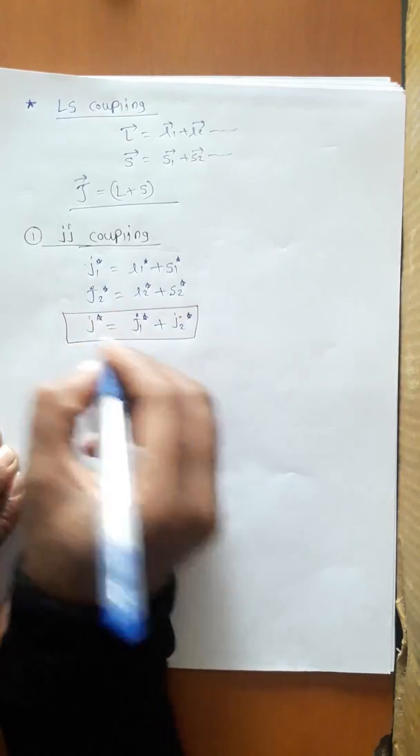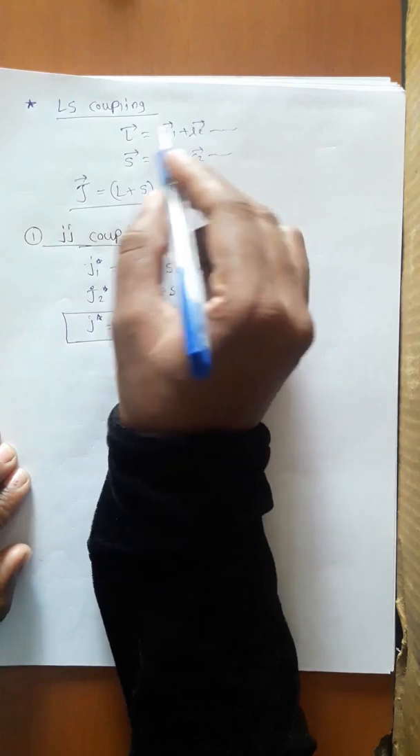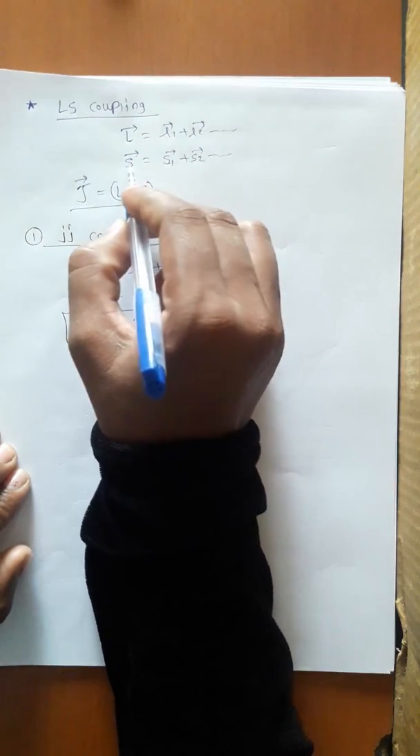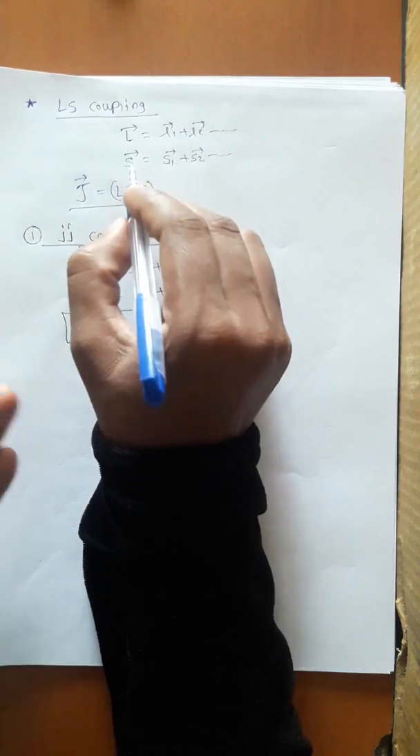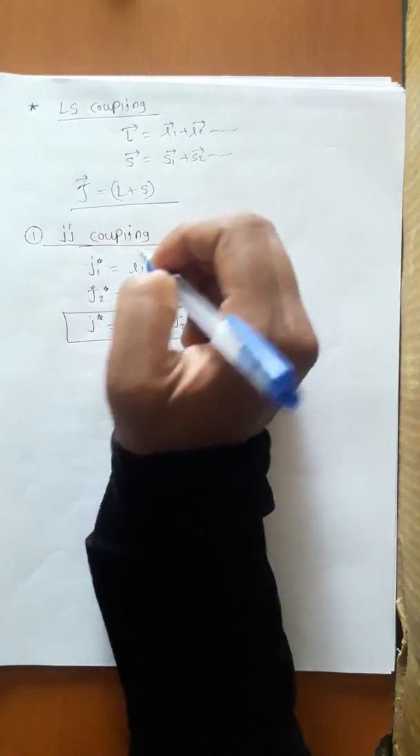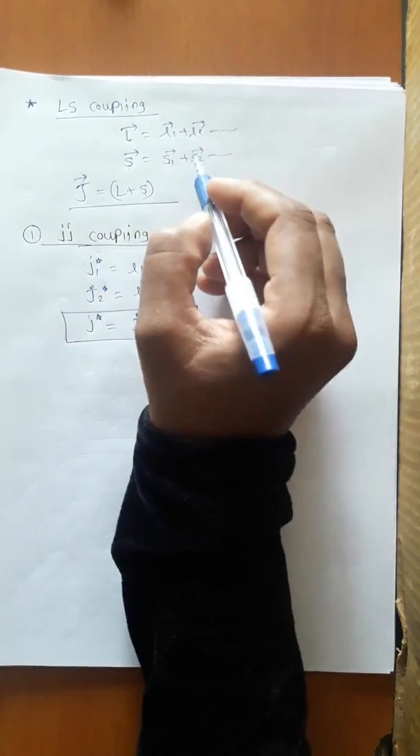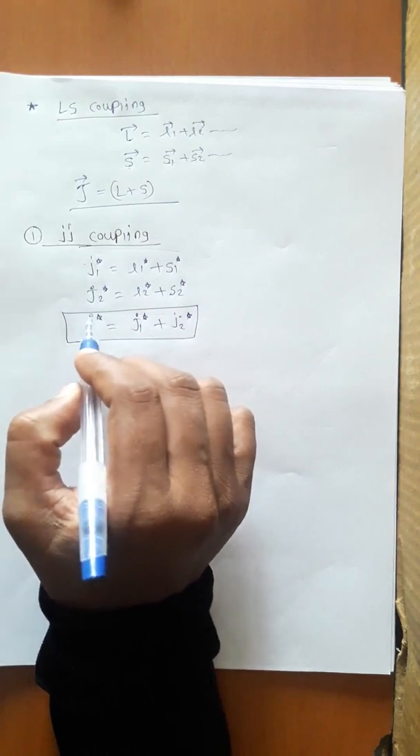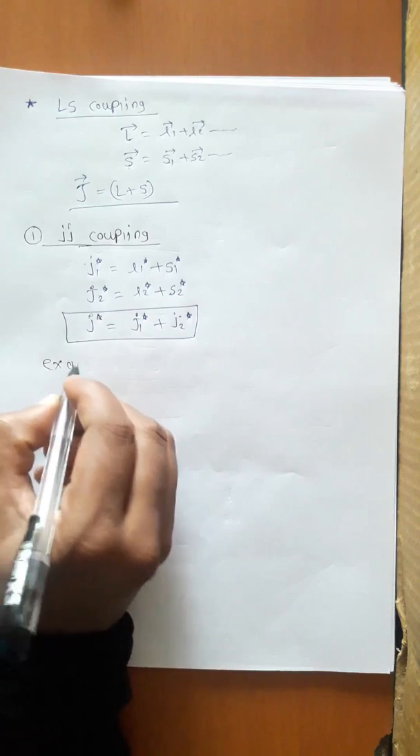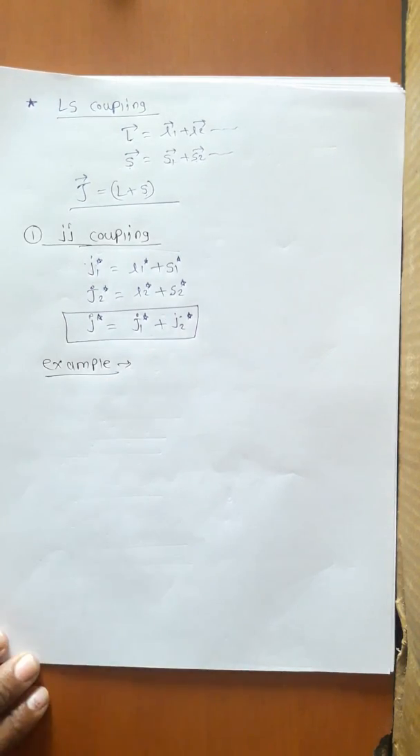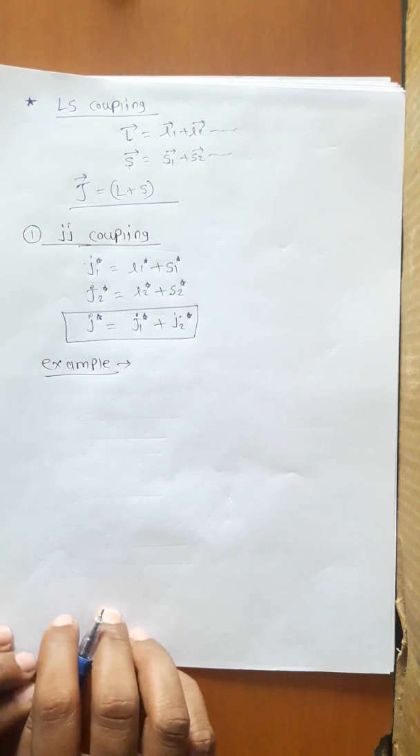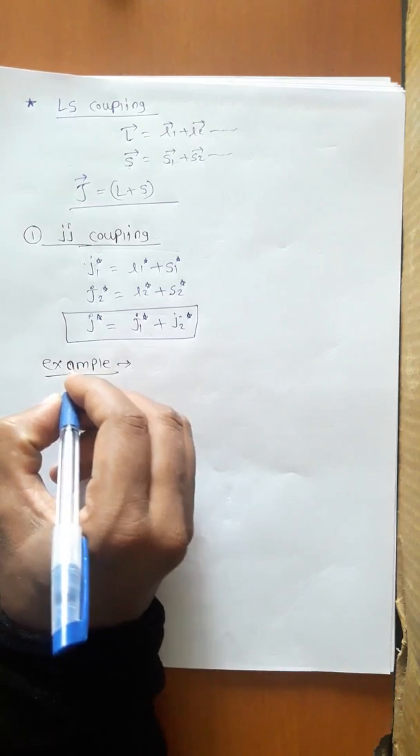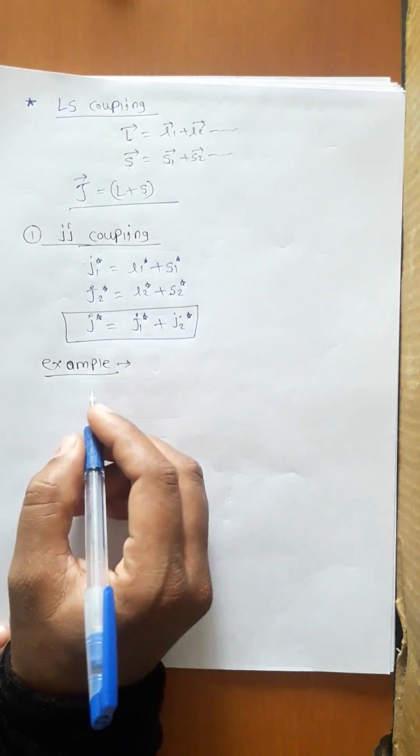In LS coupling, L1 plus L2 gives the resultant L bar and S1 plus S2 gives the resultant S bar. Then the resultant of these two vectors L and S gives the resultant J. But in JJ coupling, L1 plus S1 gives J1 and L2 plus S2 gives J2, and the resultant of these two vectors J1 and J2 gives the resultant J star. Here we take one example based on this JJ coupling and solve the problem.